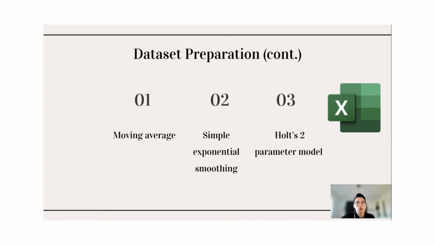And finally, for Holt's two-parameter model, we determine the smoothing constants by minimizing MSE through the use of Solver. The objective was set to minimize MSE by changing the values of the two parameters, alpha and beta. The two constraints that we used were that the two parameters needed to be greater than or equal to 0 and less than or equal to 1.